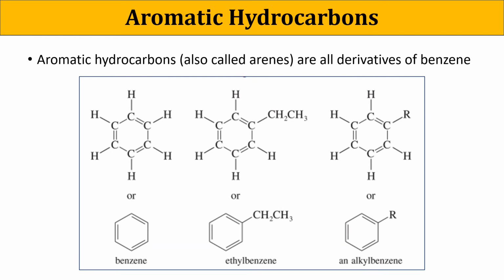Aromatic hydrocarbons. The following compounds may look like cycloalkenes, but their properties are different from those of simple alkenes. Aromatic hydrocarbons, also called arenes, are all derivatives of benzene, represented by a six-member ring with three double bonds. This bonding arrangement is particularly stable. Just as a generic alkyl group substituent is represented by R, a generic aryl group is represented by Ar. When a benzene ring serves as a substituent, it is called a phenyl group, abbreviated by Ph.